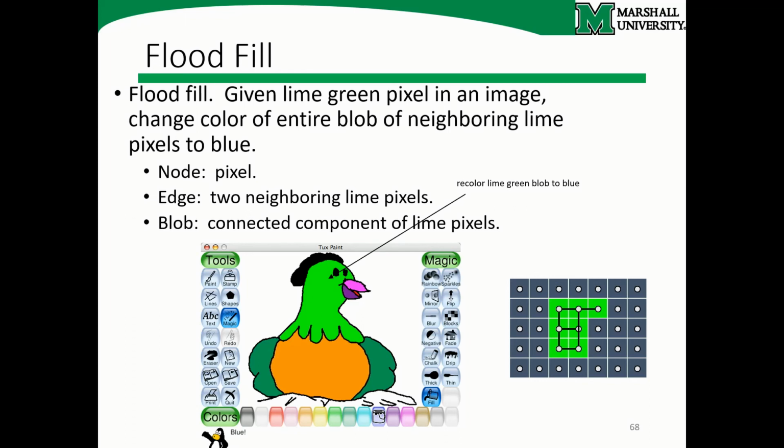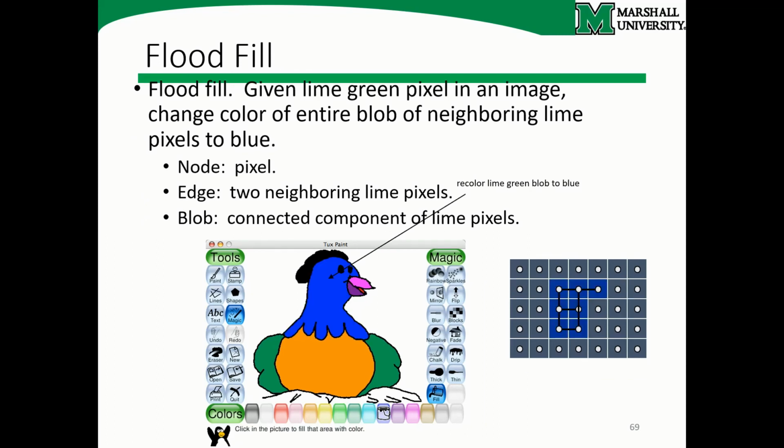In that algorithm, you start from that pixel and start painting all the neighboring pixels when the neighboring pixel is green, and you will stop your recoloring when you cannot find any neighboring pixel that has green color, and then you will end up recoloring all the green pixels into blue pixels.